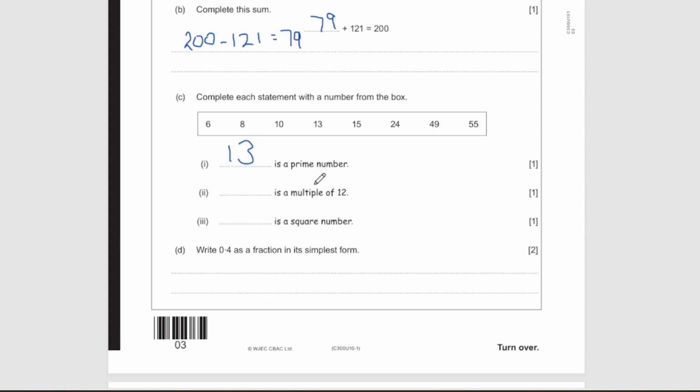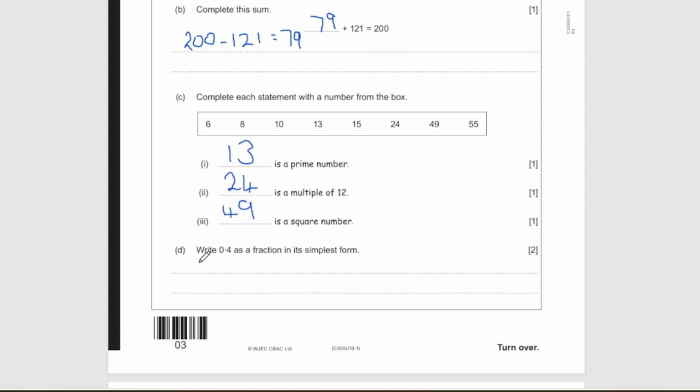A multiple of 12. So think of the 12 times table. Which of these is part of the 12 times table? That would be 24. And one of them is a square number. Now, a square number. For example, 2 times 2 equals 4. 4 is a square number. So if we have a look at these numbers, we have 49. 7 times 7 equals 49. So 49 is a square number.